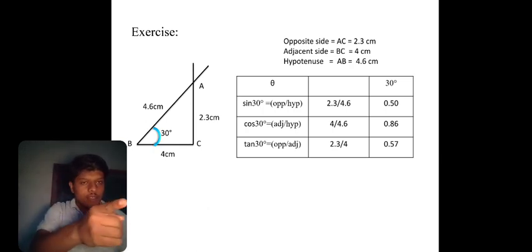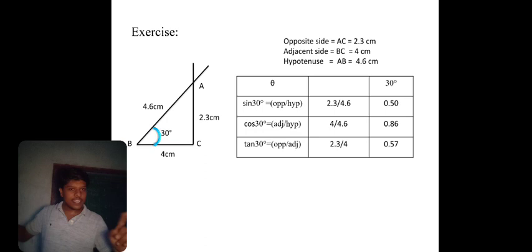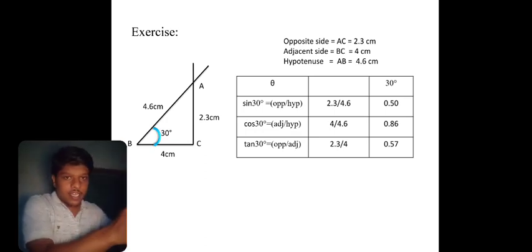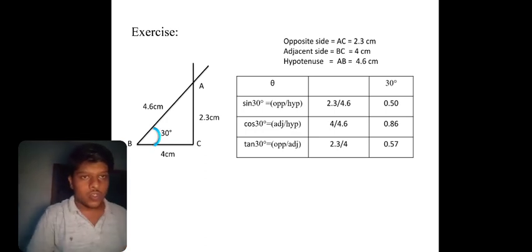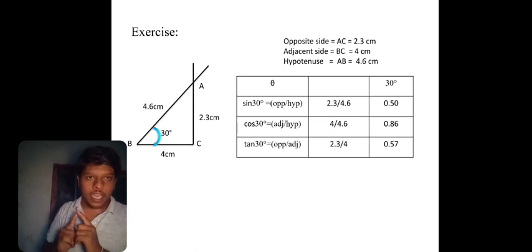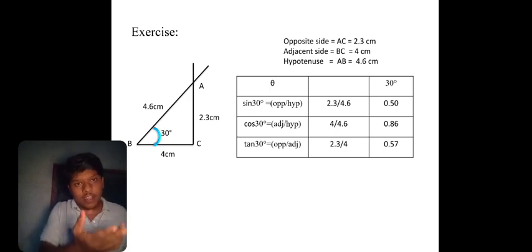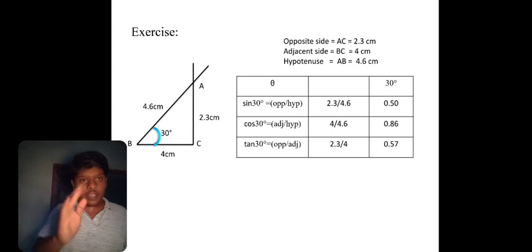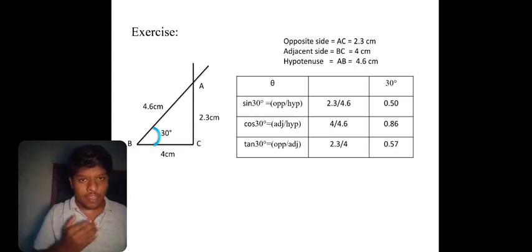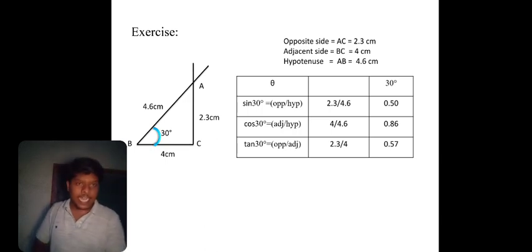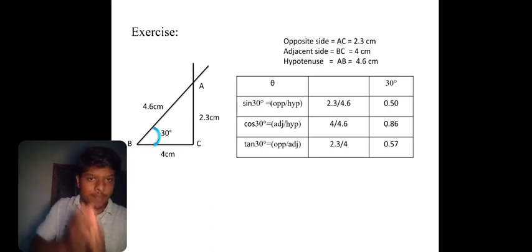See, sin theta, as I told, is the ratio of opposite side to hypotenuse. Opposite side I know is 2.3 cm and hypotenuse I know is 4.6 cm. Just take the ratio, the answer will be 0.5. Similarly, cos 30, adjacent side by hypotenuse, 4 cm divided by 4.6 hypotenuse, your ratio will be 0.86. Similarly, tan 30, opposite side by adjacent side will be 2.3 by 4, 0.57.